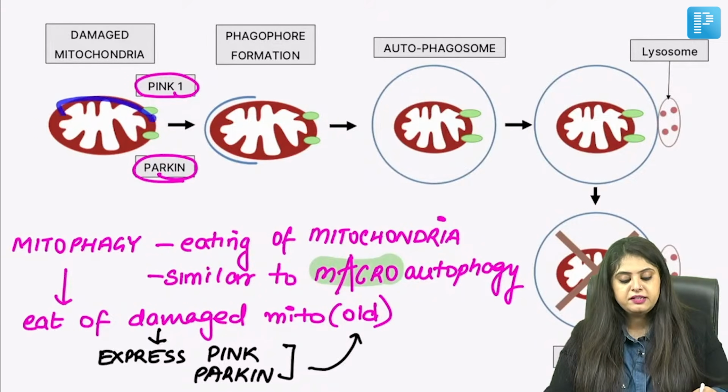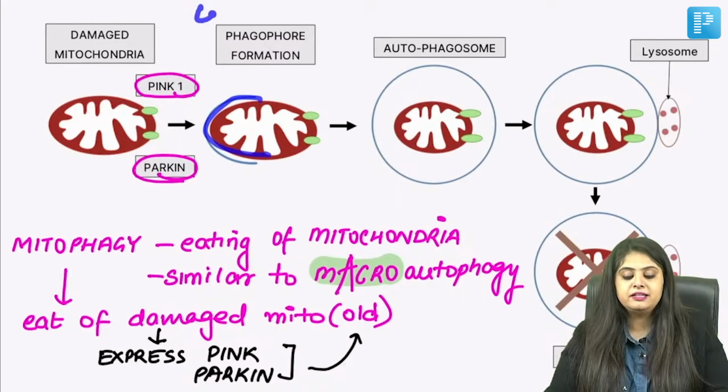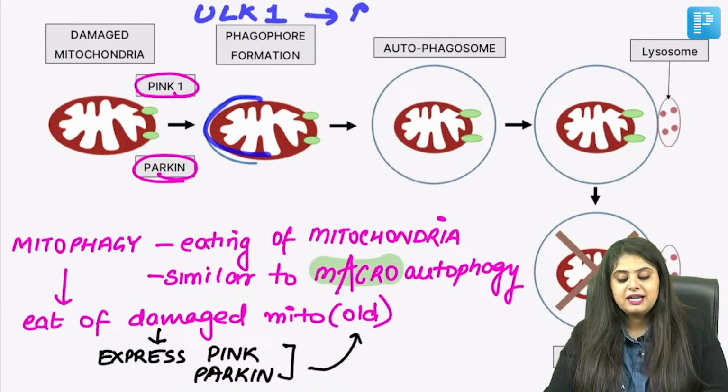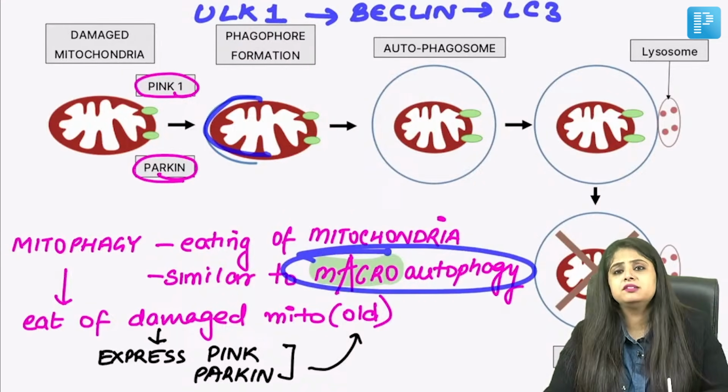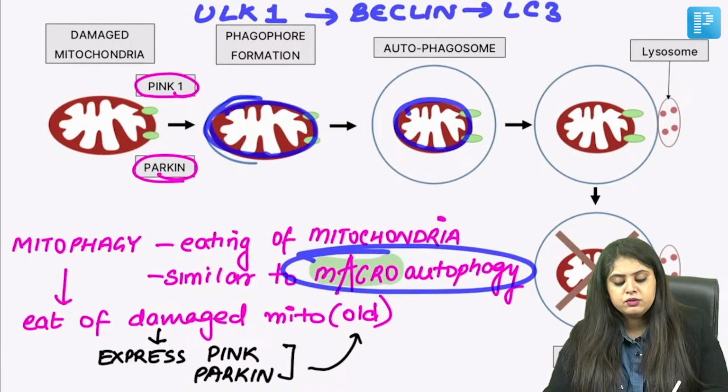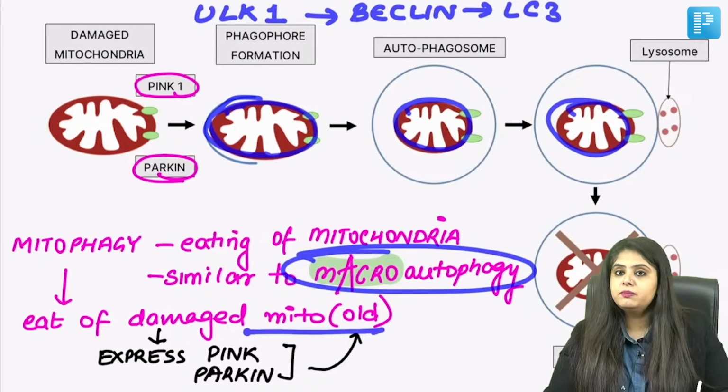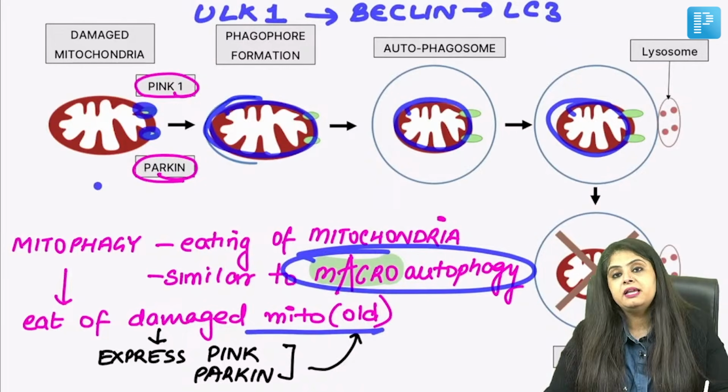Only thing is that in the center, what will you do? You will make a mitochondria. Baki story same. So can you fill in the blanks? What would have been formed first? Out of ULK, Beclin and LC3, ma'am, first ULK1 must have helped. After that Beclin must have helped. After that LC3 must have helped. Whatever we read for macroautophagy, everything is the same. Only thing is that in the center you have got a mitochondria. That should be an old mitochondria. It is identified because it expresses two proteins called PINK and Parkin.